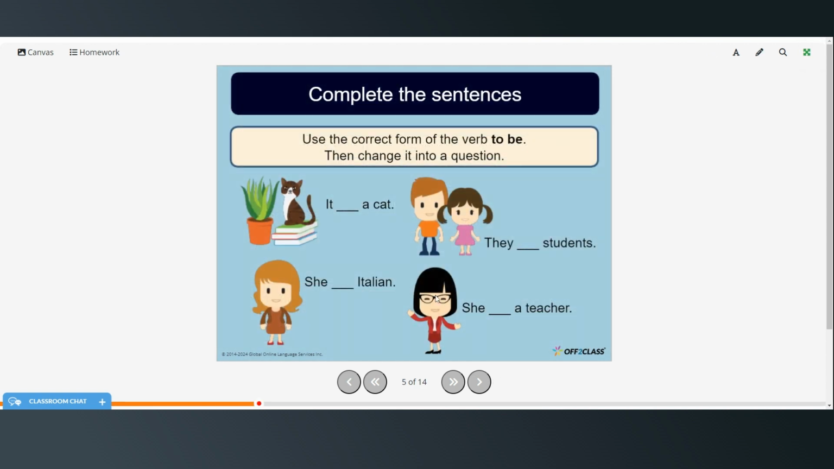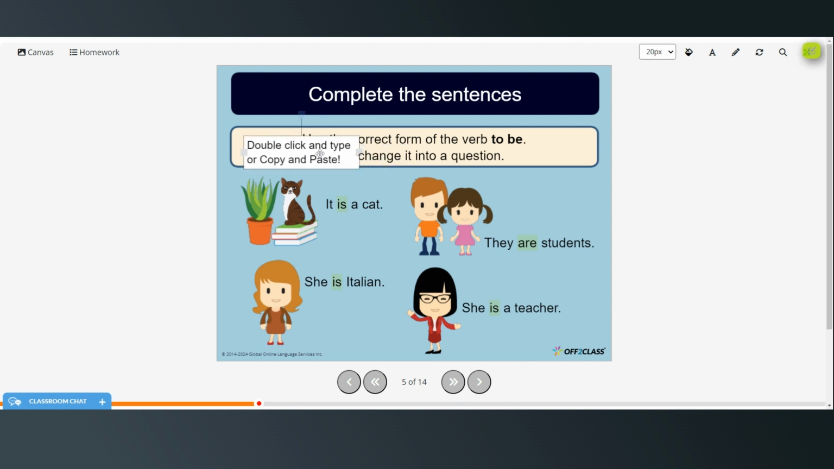All right, so it says use the correct form of the verb to be, and then change it into a question. So you can pause the video, try these on your own, and then restart when you're ready to check your answers. Okay, the first one would be, it is a cat. They are students. She is Italian. She is a teacher. Now, if we want to change these into questions, this would be, is it a cat?